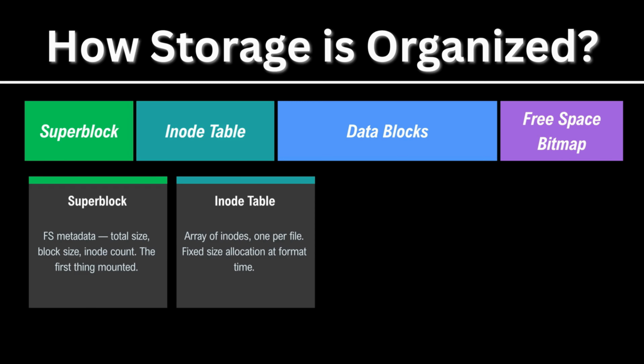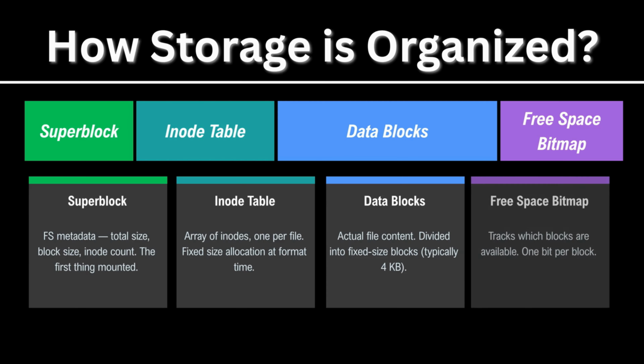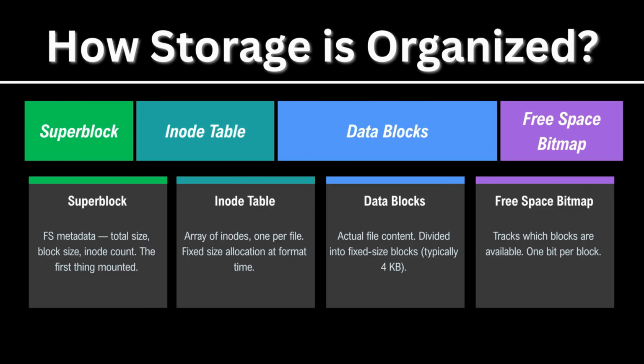Inode table is a fixed size array where you get one slot per file. Since the array is a fixed size, you can run out of inodes even though you have free disk space available on your system. Data blocks are where we store the actual content of the file. They are typically divided into 4 KB blocks. Free space bitmap tracks which blocks are available. 1 bit per block is used to mark this. 0 means that block is free. 1 means it is being used.